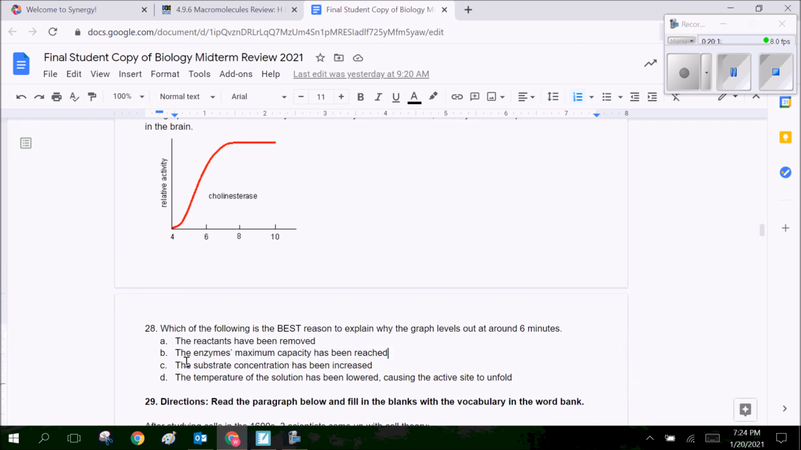Okay, if you increase the substrate concentration, it will continue to rise. If the temperature of the solution had been lowered, it would literally go down. This line would go down because it would stop actually doing anything, and then the reactants have been removed would also cause the line to go down to 0. But because the line is remaining steady, there is still some reaction happening. It's just not able to happen any faster, so it's reached the maximum capacity.